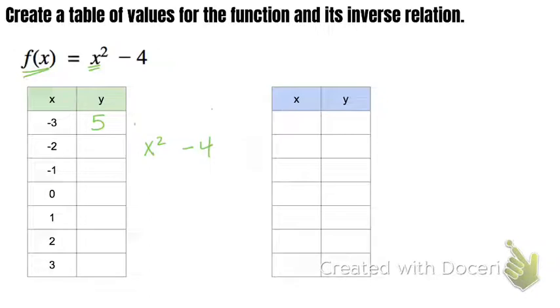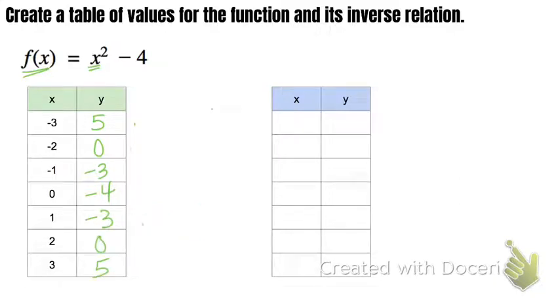So let's do another one. Now let's substitute in -2 for x. So -2 squared is 4, minus 4 is 0. When I do -1 in for x, -1 squared is 1, minus 4 is -3. When I put 0 in for x, 0 squared is 0, minus 4 is -4. And one more here, 1 in for x, we have 1 squared, which is 1, minus 4 is -3.